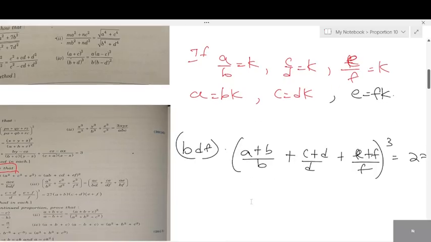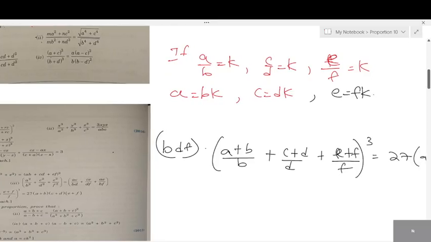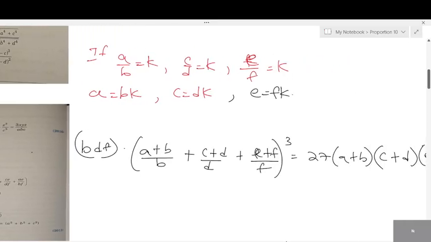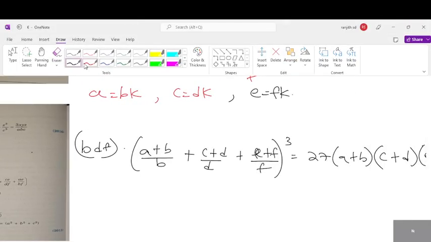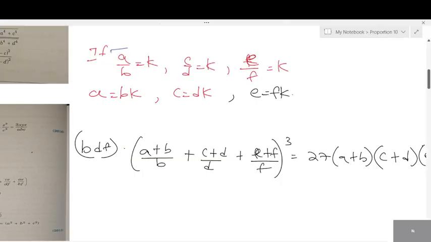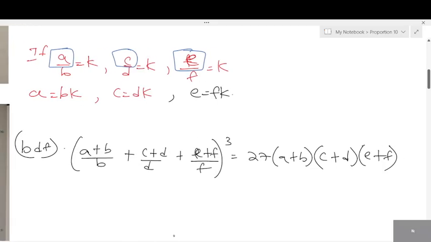Substitute all the values. We got only for A, B, A, C, E students. What are the numerators present in this given equation? What are the numerators we have? A, C, E. Only for those three we have values. Remember that. Only for numerators you'll get values. Substitute, take left hand side, right hand side, complete it.